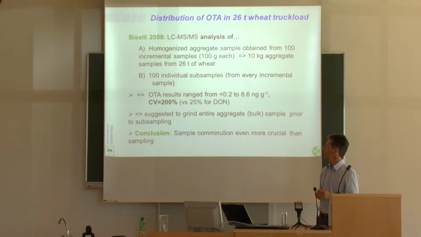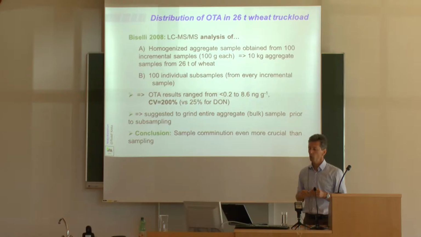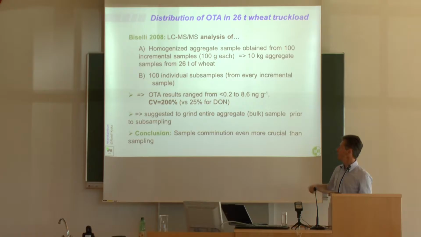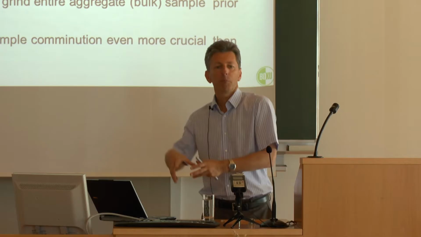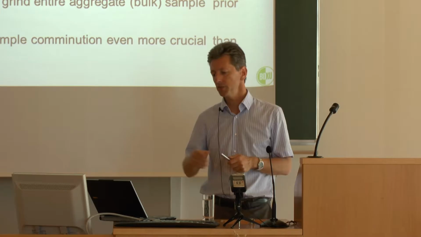On the other hand, they also checked for deoxynivalenol, and that is a proof of what I've said before, that the homogeneity of fusarium toxins is usually much better. They had only a CV of 25% for deoxynivalenol. And that suggested grinding the entire aggregate, the so-called bulk sample, prior to subsampling, so sample comminution is even more crucial than the sampling itself. Not meaning that sampling is not important, but the grinding, the homogenization of these incremental samples after sampling, is just as important.